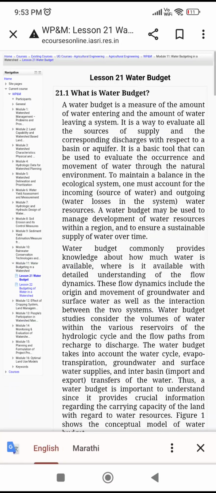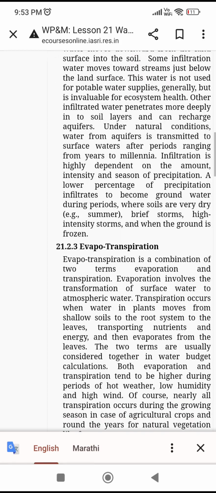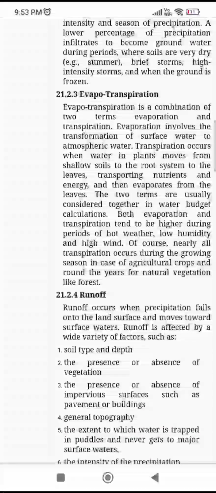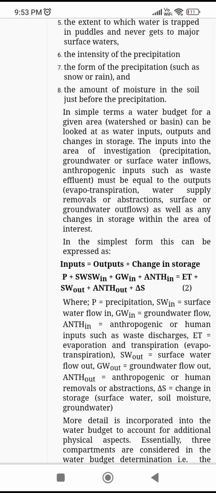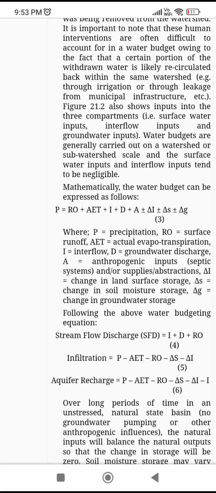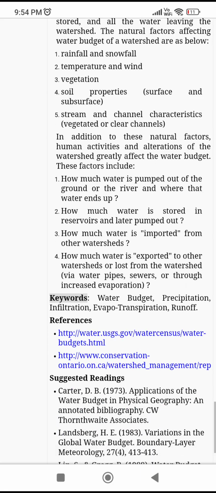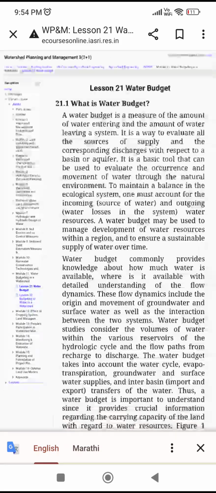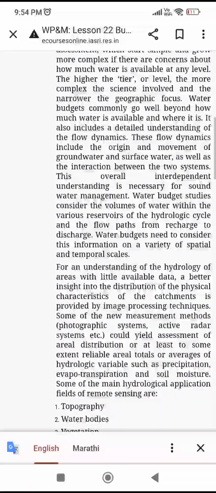Now water budget. What is meant by water budget? You should know: evapotranspiration, runoff. Then what is the formula? This you should know, the formula. Precipitation is equal to surface runoff plus actual evapotranspiration plus interflow plus groundwater discharge plus anthropogenic inputs plus delta I, change in land surface storage, delta S plus delta G. So this is the formula for water budget, remember that one.